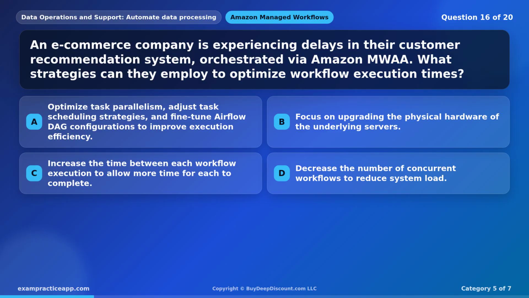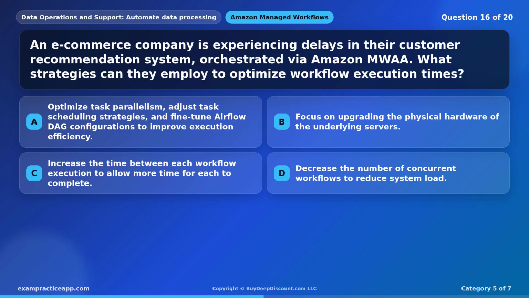Option A. Optimize task parallelism, adjust task scheduling strategies, and fine-tune Airflow DAG configurations to improve execution efficiency. Option B. Focus on upgrading the physical hardware of the underlying servers. Option C. Increase the time between each workflow execution to allow more time for each to complete. Option D. Decrease the number of concurrent workflows to reduce system load. Take a moment to choose your answer.